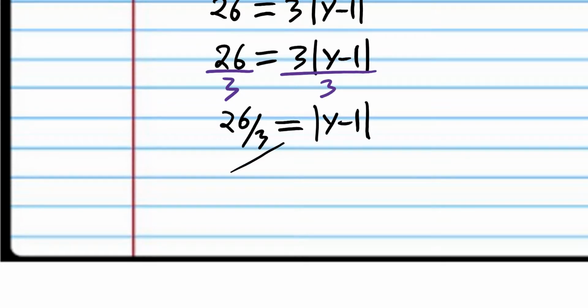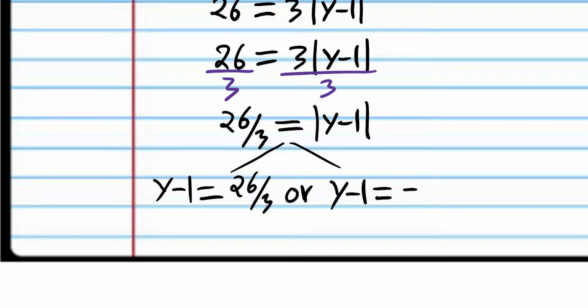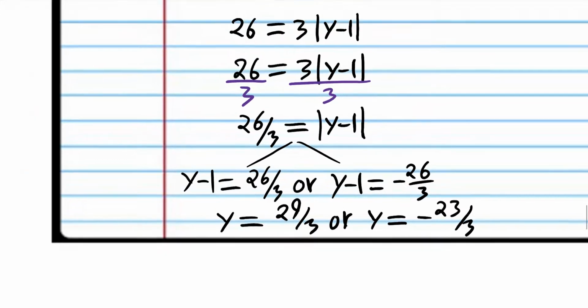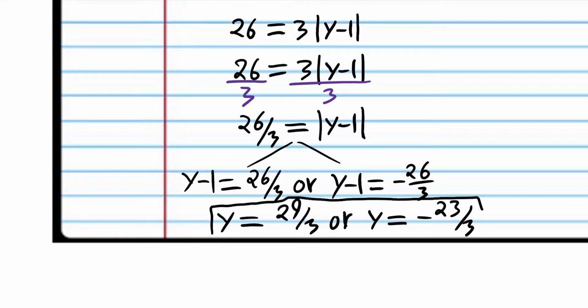Y minus 1 can be equal to positive 26 over 3, or y minus 1 can be equal to negative 26 over 3. And if we do the math on that, we see that y is going to be equal to 29 over 3, or y is going to be equal to negative 23 over 3. So those are the answers.